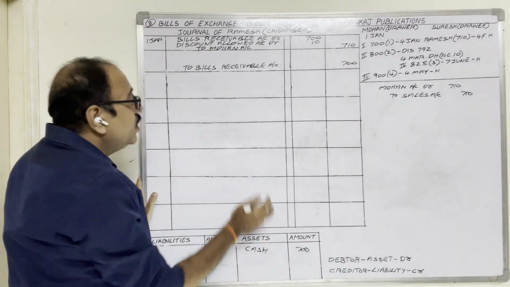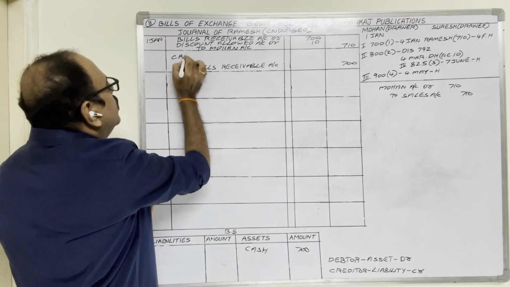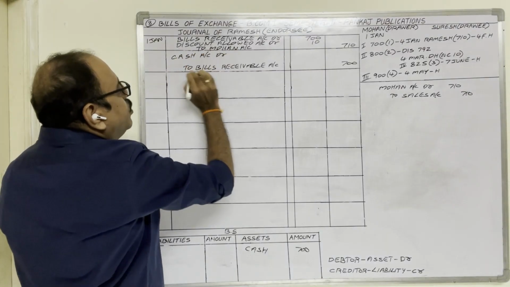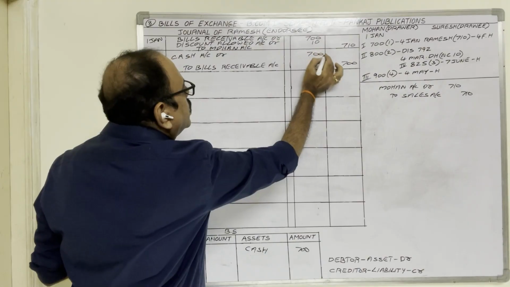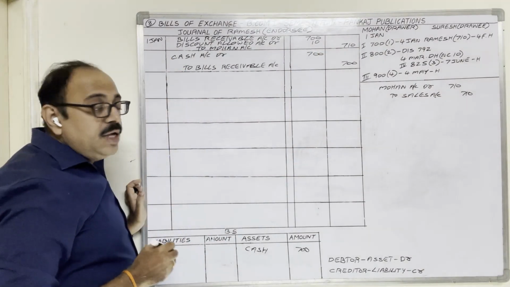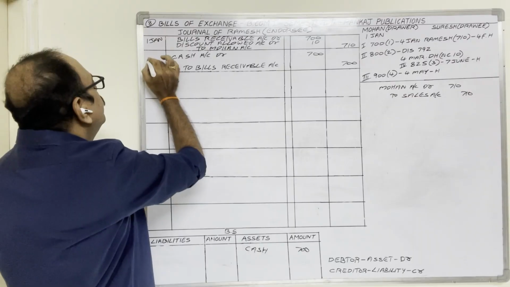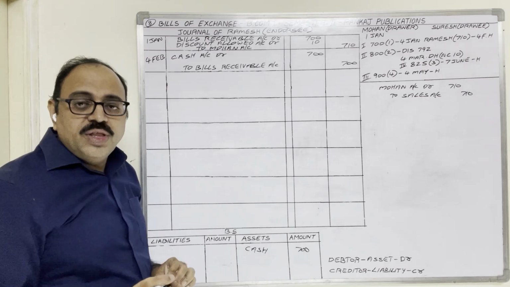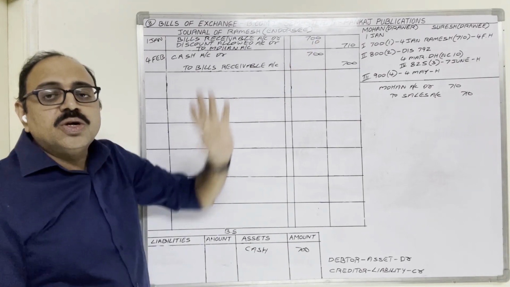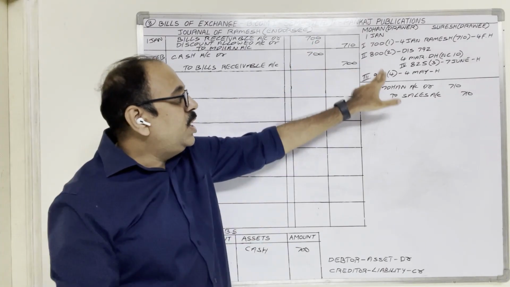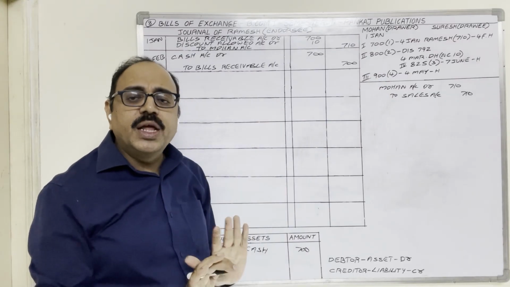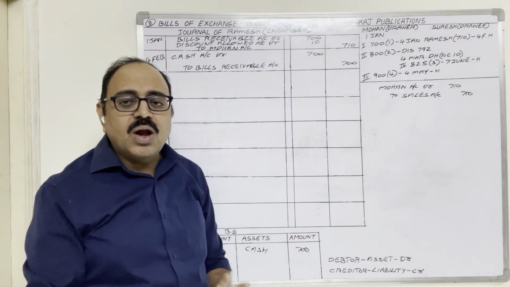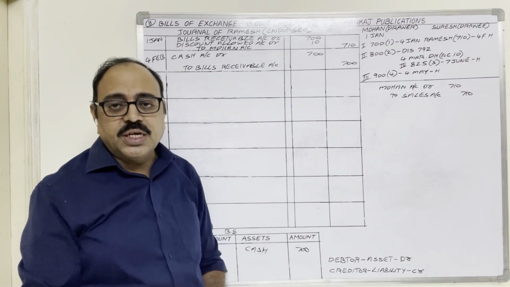Cash is coming now. A new asset is created. Debit cash account as per real account rule. Debit what comes in, credit what goes out. And date is first bill due date, 4th February. 4th February, cash account debtor to bills receivable account 700 rupees. Narration, being bill is honored. With this, Ramesh journal is also completed. So for remaining bills in Ramesh books, we need not write any journal entries because he is not concerned with that remaining bill transactions.